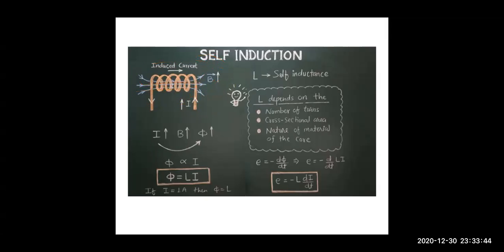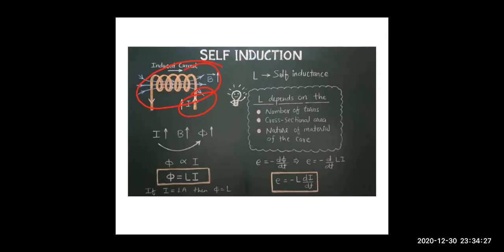Here the induced EMF or the current that is produced is due to the change in the magnetic flux of the coil itself. Here we are changing the current in the same coil, and the magnetic flux linked with the coil changes and EMF is induced in the coil. So it is because of the coil itself. So this phenomenon is known as self-induction. An induced EMF or current is produced due to the change in the magnetic flux of the coil itself. This phenomenon is known as self-induction.